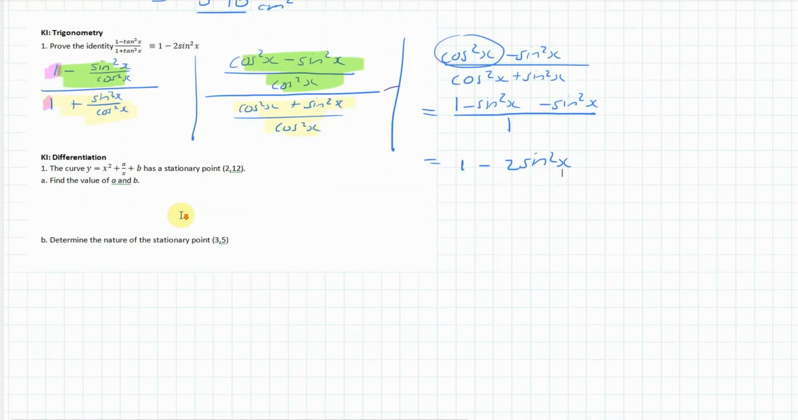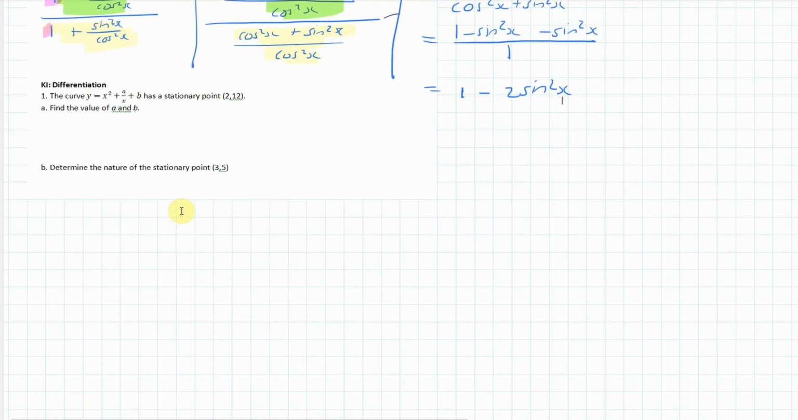Now the last question that we have to do today is differentiation. We've got to find the value of a and b if there's a stationary point here. So first of all, we're going to find dy/dx. We get 2x. Another way of writing a over x is a x to the power of minus 1. So when I differentiate that, I get minus a x to the minus 2. And then the minus b drops out.